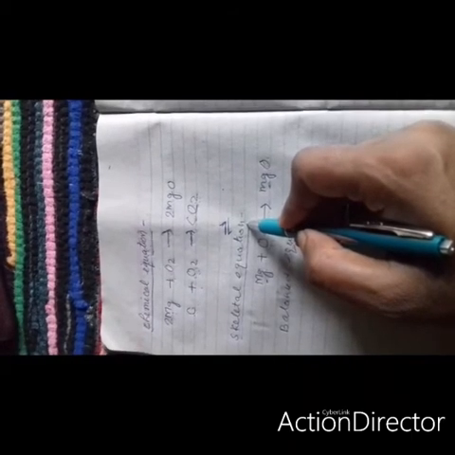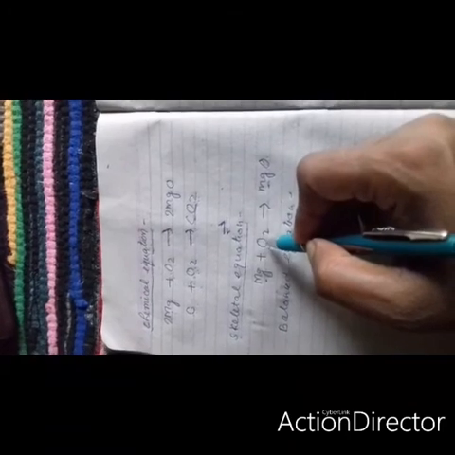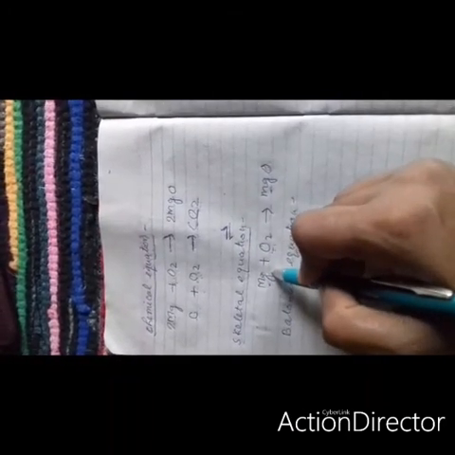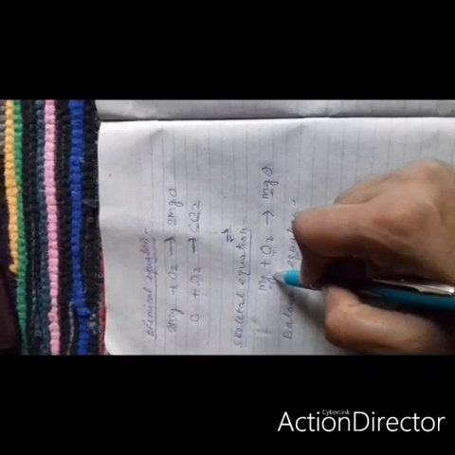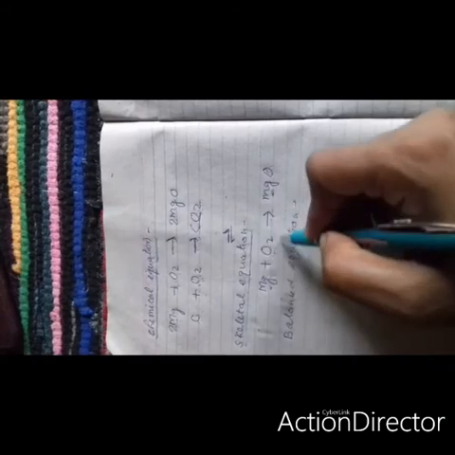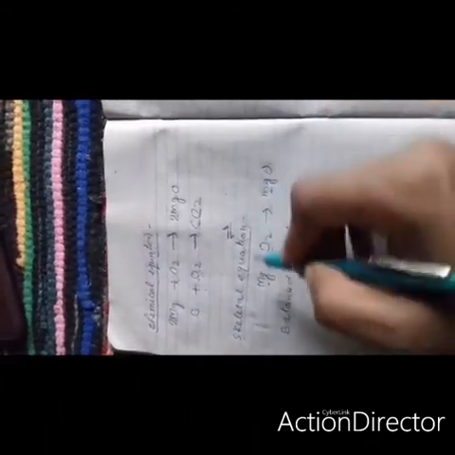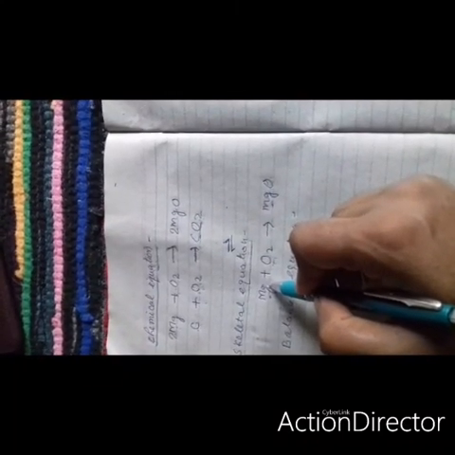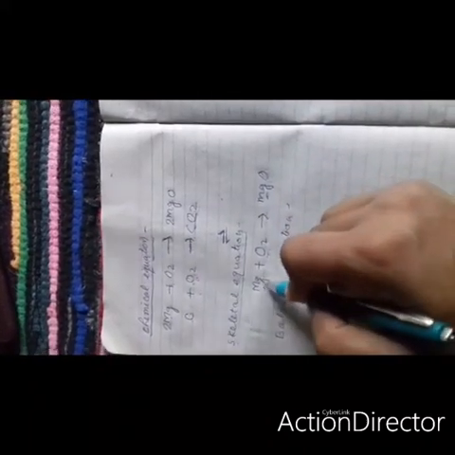Skeletal equation means the number of atoms of each element on both sides are not equal. When the number of atoms of each element on both sides are not equal, then such an equation is known as the skeletal equation. So this is called the skeletal equation because the number of atoms of each element on both sides are not equal. That's all.